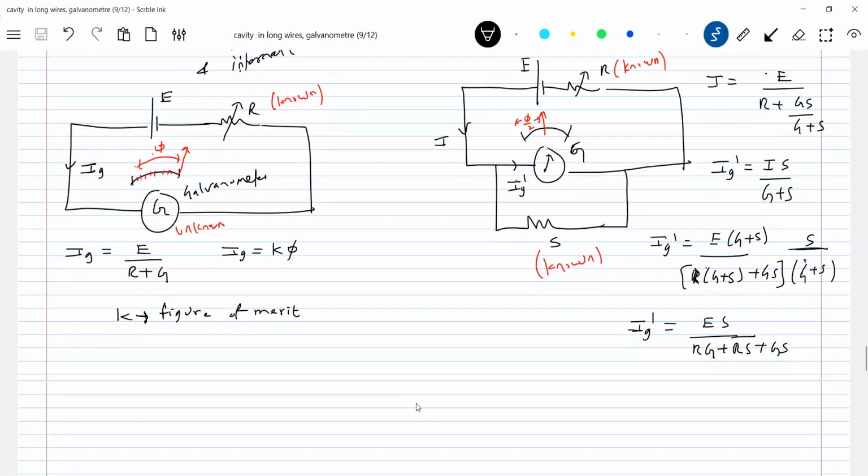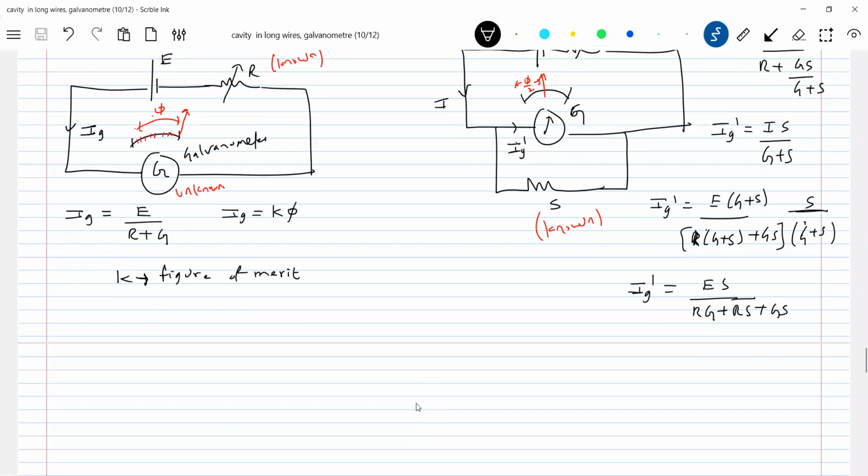Now after this, what is Ig dash? How much should I make it? It should be half of the current flow. So the deflection should be half. What is Ig earlier? K phi. So how much should it become now? K phi by 2. Ig dash is equal to Ig by 2, which is equal to K phi by 2. Substituting this in equation 1, put 2 in 1.